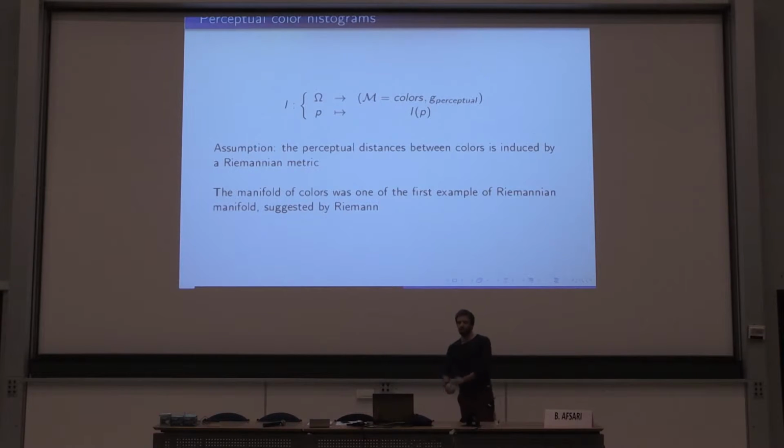So now we will assume that the value space is now the space of colors, endowed with the perceptual metric. So perceptual means the distance perceived by our brain. And we will assume that this metric is Riemannian. And this was actually one of the first examples of a Riemannian manifold given by Riemann himself. And so the volume measure we're using on the value space is the volume measure induced by the Riemannian metric.